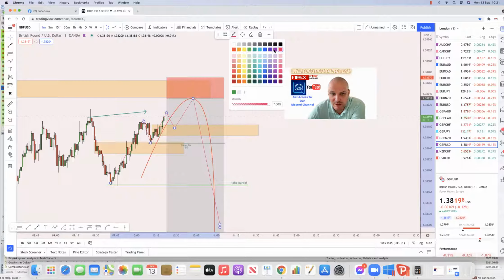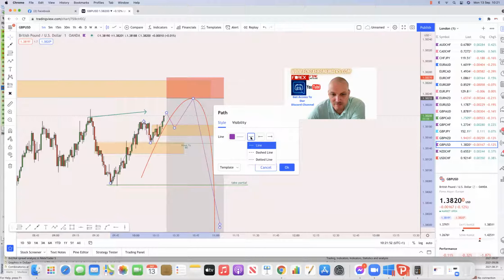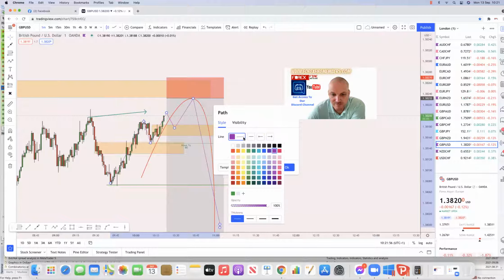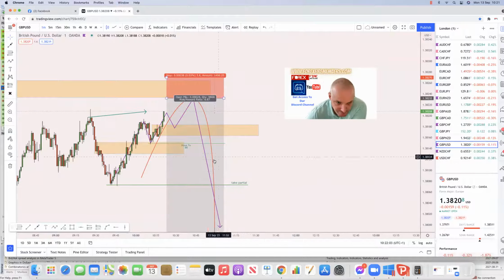Let's have a look. Let's make that purple. Dotted line, arrow. Make it a bit thicker. We'll see what happens with this, and we'll see how it plays out.